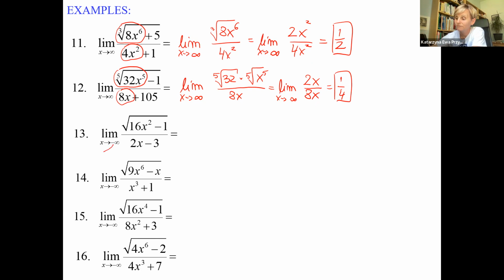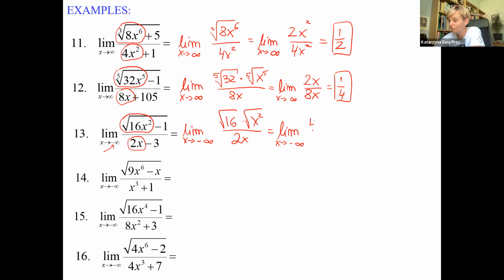Okay, now we have to be careful because x is approaching negative infinity and we're dealing with an even root. Square root of 16x squared and 2x, they are the leading functions. Let's see what the ratio is telling us. Square root of 16, square root of x squared, and 2x. This one is no change. Limit as x approaches negative infinity, 4, and now square root of x squared can be simplified to x, but we know that x is negative. We will make it positive.